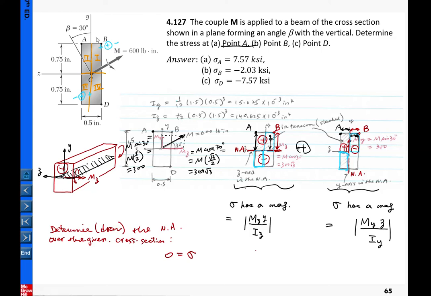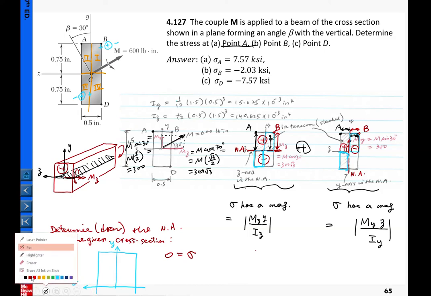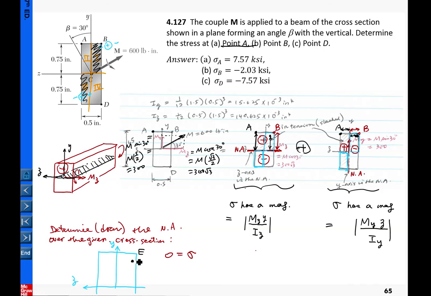So we'll look for it here. The strategy is this: I pick a point, for example, let me draw it here. There's a y-axis, there's a z-axis. We identify that the 0 stress will happen in the first quadrant and third quadrant. So let me pick randomly a point E, and I ask the neutral axis to pass through E.